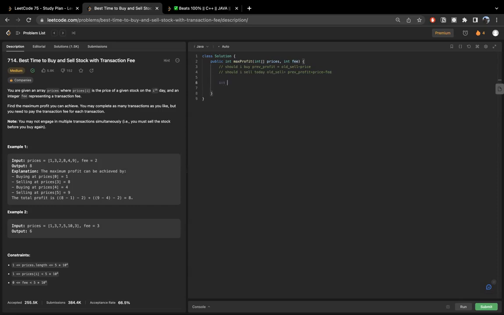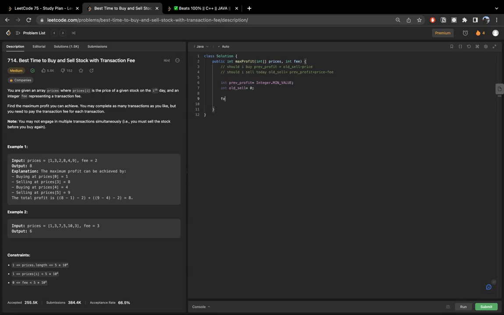So to do it is very simple. What you will do is you will have a previous profit and you will declare it as the minimum value you can get, and you can get it like this. And then you can have your old sell, right? What we have named it, we have named it as old sell. You can treat it as 0.